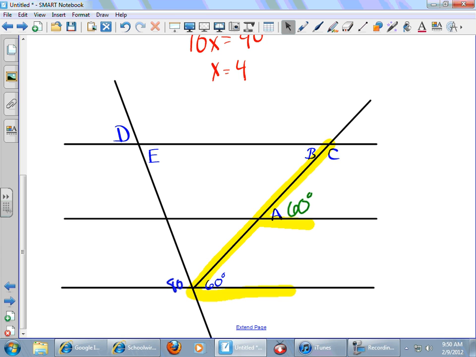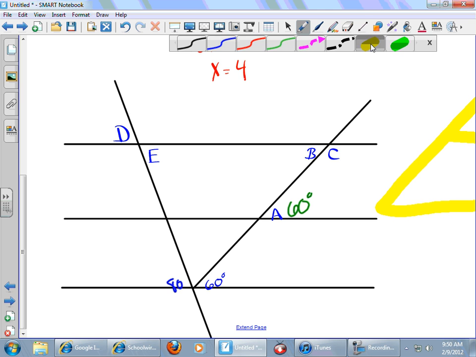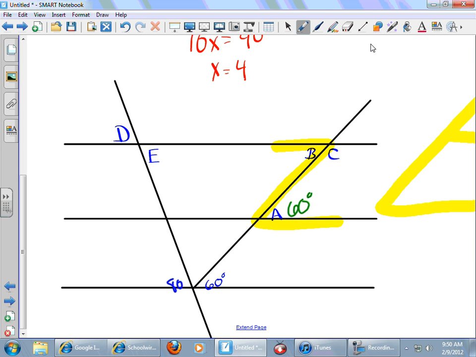From there, you should be able to see the Z. A and B are alternate interior angles. B is 60. Now BC is easy because of the half circle. 180 minus 60 is 120. So therefore C is 120. Now, that doesn't affect D and E at all.